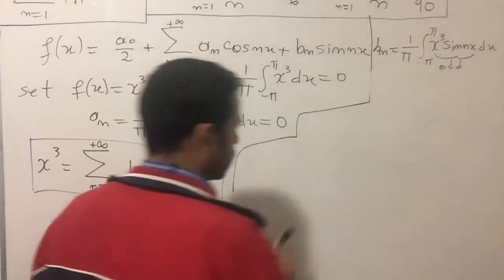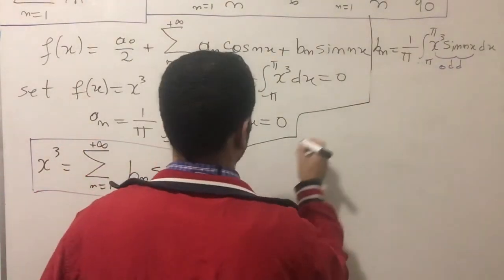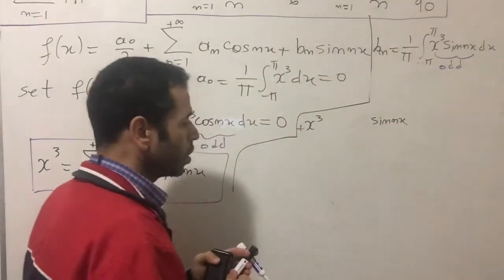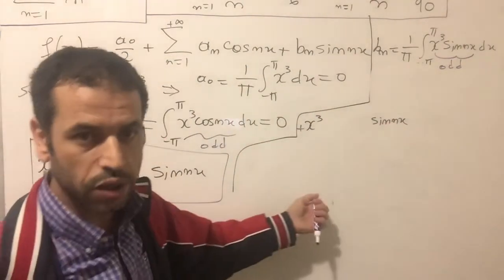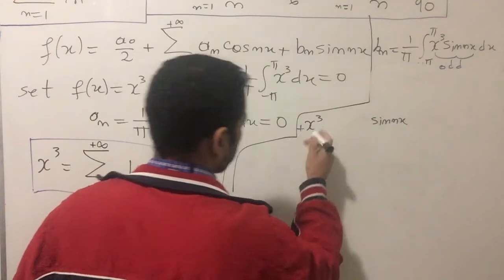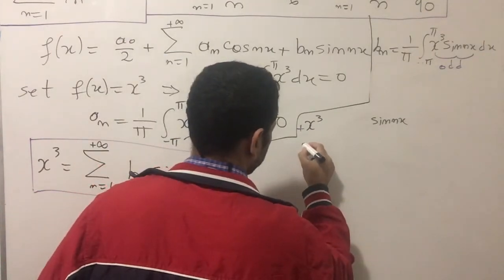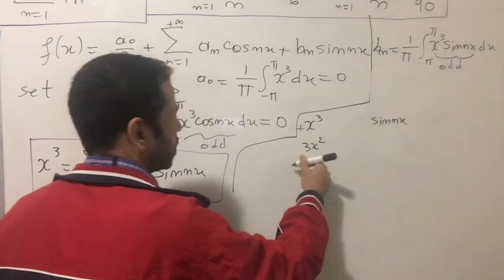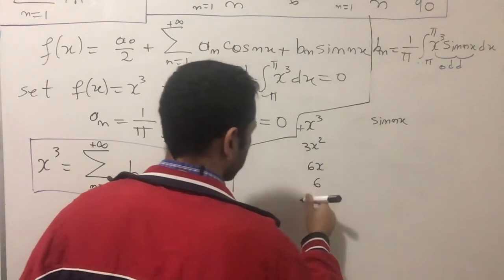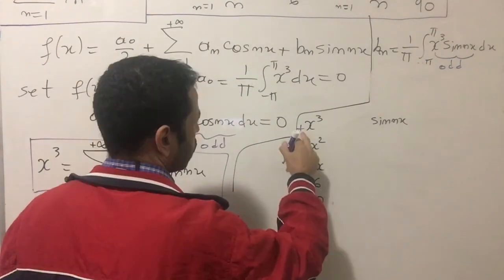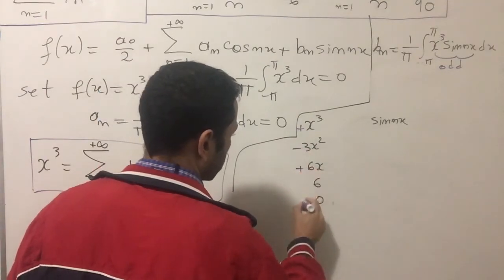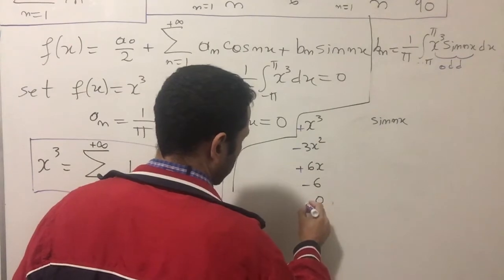So if you take a look here, we have this function x cubed sine nx. I'm going to use a technique shortcut that takes us quickly to the answer. If you differentiate x cubed, it gives you 3x squared. If you differentiate 3x squared, it gives you 6x. If you differentiate 6x, it gives you 6. If you differentiate 6, it gives you 0. The first term we put a plus sign, the second term a minus sign, the third term a plus sign, the fourth term a minus sign, the last term a plus sign.